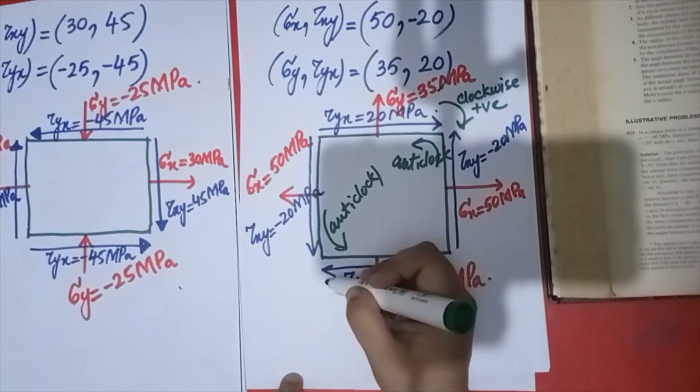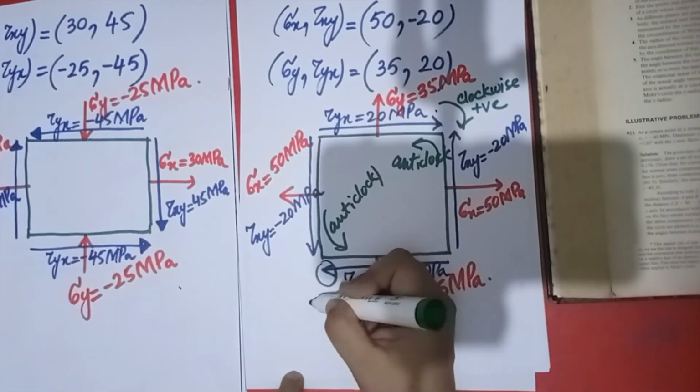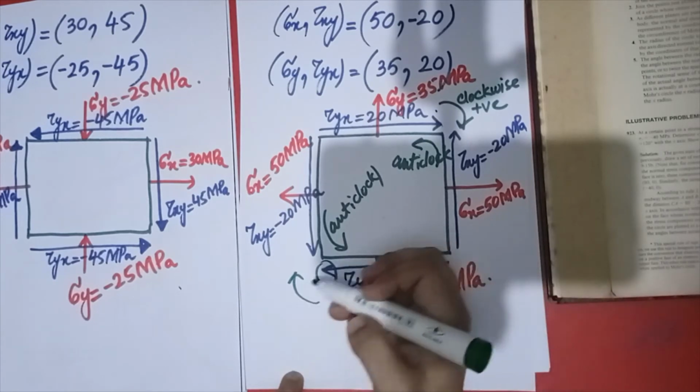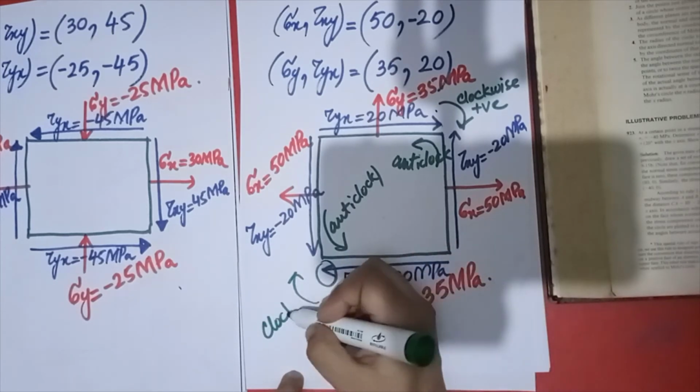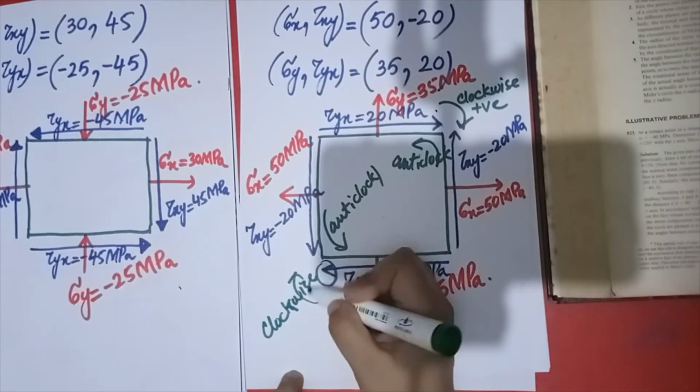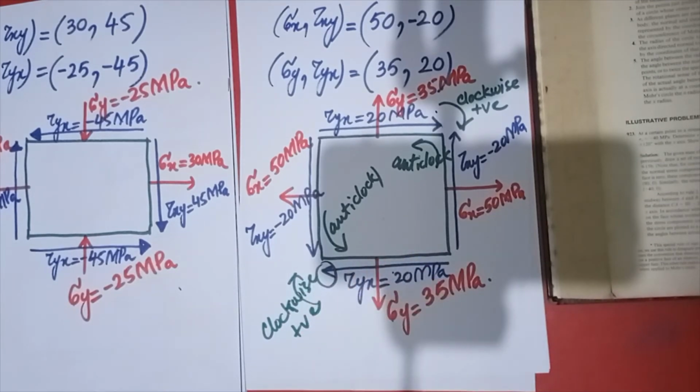If it is clockwise, so if I rotate this shear stress, it will also be clockwise, and it should be positive. So this is the way to analyze and find out the shear stress positivity or negativity on the basis of clockwise or anti-clockwise. And for the normal stresses, we have to decide positive or negative on the basis of the stress, whether it is compressive or tensile. So this is all about the methodology.